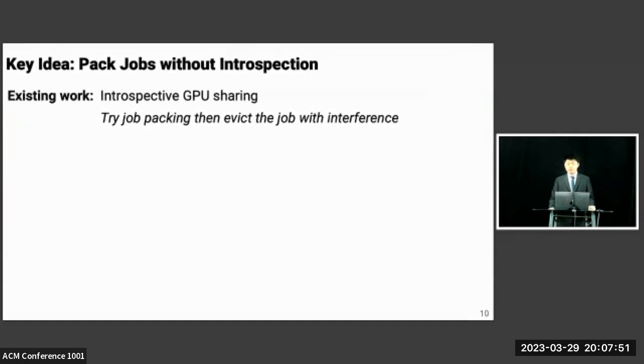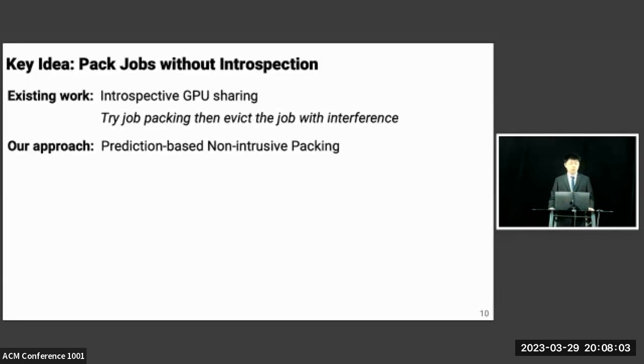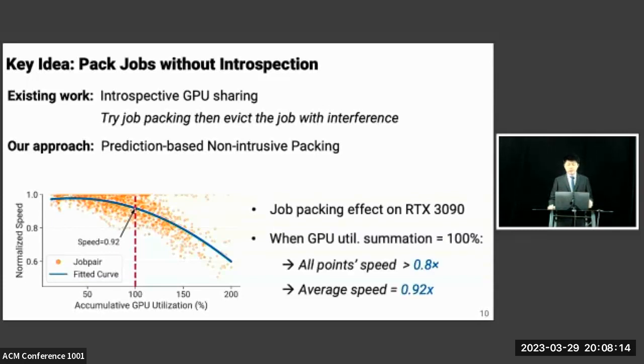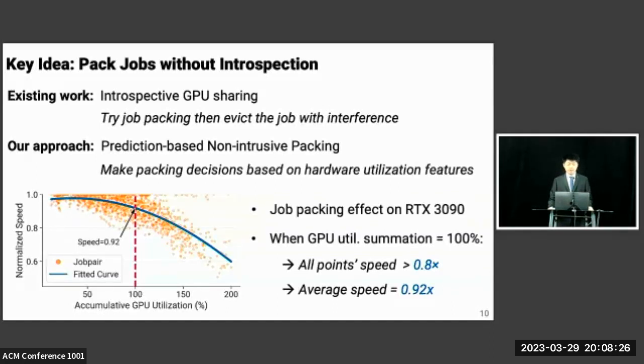Different from existing work that intrusively inspects job throughput and tries job packing, we find that we can proactively pack jobs without introspection. As shown in the figure, we measure the job packing effect on RTX 3090 over popular models. It is evident that even when two jobs' GPU utilization summation reaches 100%, almost all job pairs still can obtain quite good throughput. This relationship inspires us to make packing decisions based on hardware utilization features.